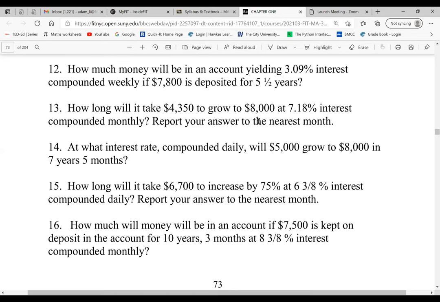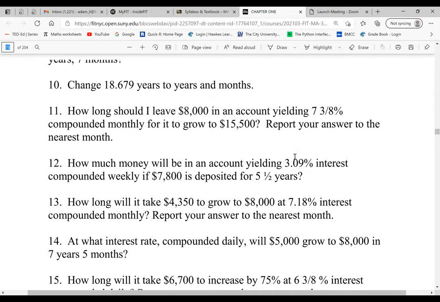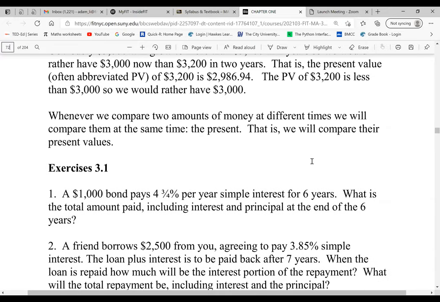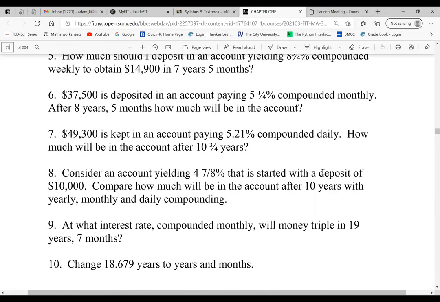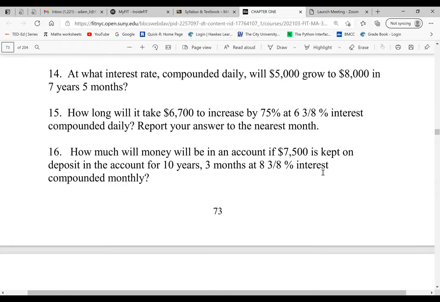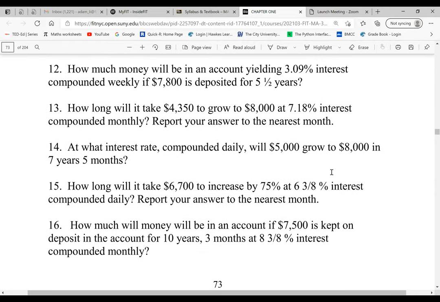All right, so we will continue where we left off from last class. So we're gonna look at chapter one. Go to Blackboard, open a textbook, turn to page 73. And we're gonna go over the even problems in the back of your exercise section 3.1. So we left off from last time. And we're gonna look at questions 12, 14, and 16, okay.